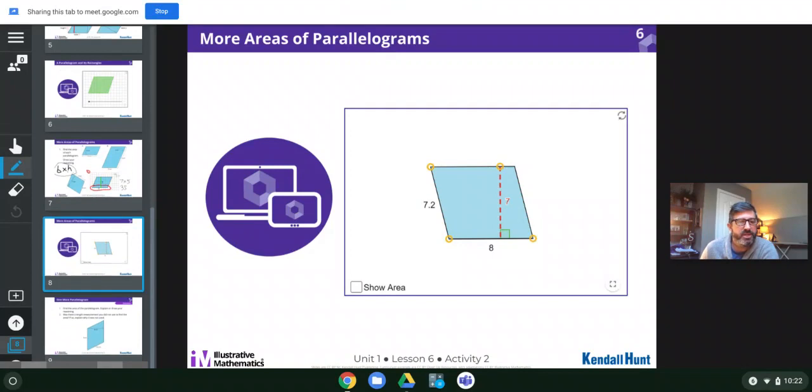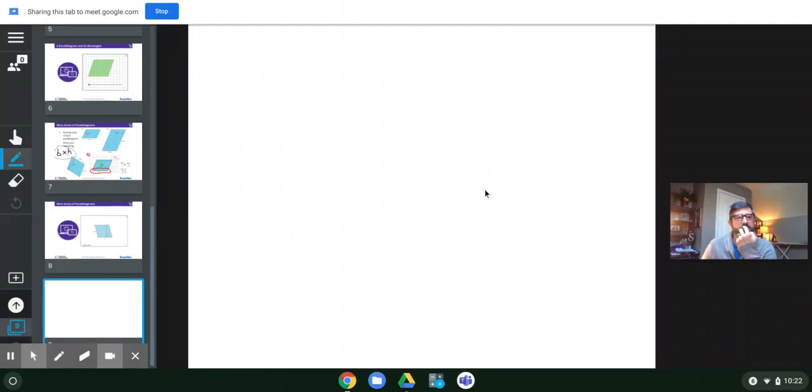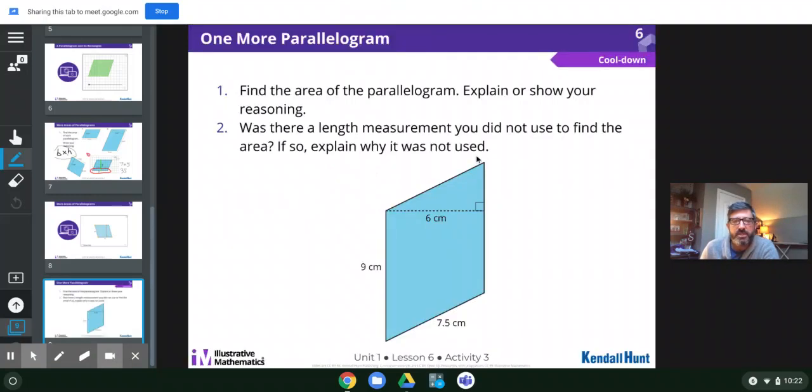All right, let's go back to our presentation. Our last slide here, I'm going to post this as an exit slip on our Google Classroom. So be thinking about this, and I will post it in a little bit once the video of our class finishes uploading. I want you to find the area of this parallelogram and then be able to tell me how you found that. This one's a little trickier because they don't give us all of the numbers of each of the sides, but you should be able to figure that out.